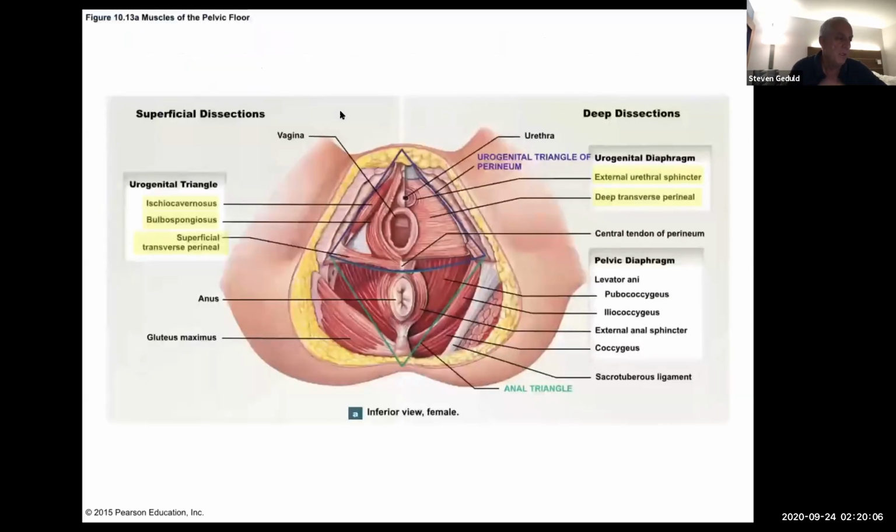You control the external urethral sphincter. Again, this is the female. You can see the external urethral sphincter, again voluntary control for urination, and the deep transverse perineal. You can also see the superficial transverse perineal muscle. That's superficial. And this is the bulbospongiosus, the one that forms like a bulb shape here. And the ischiocavernosus on the side.